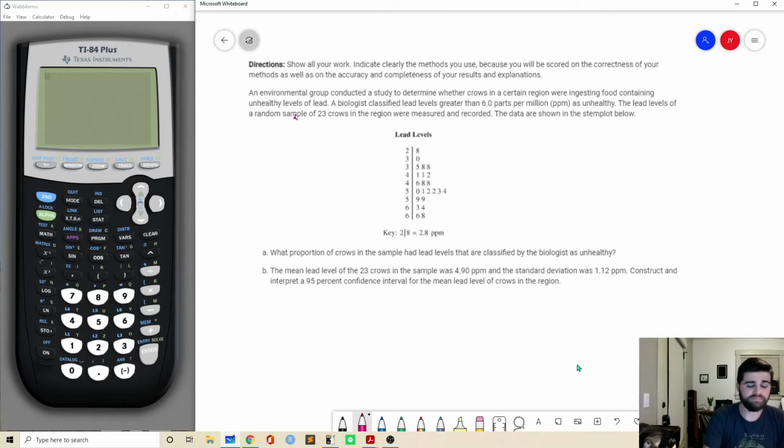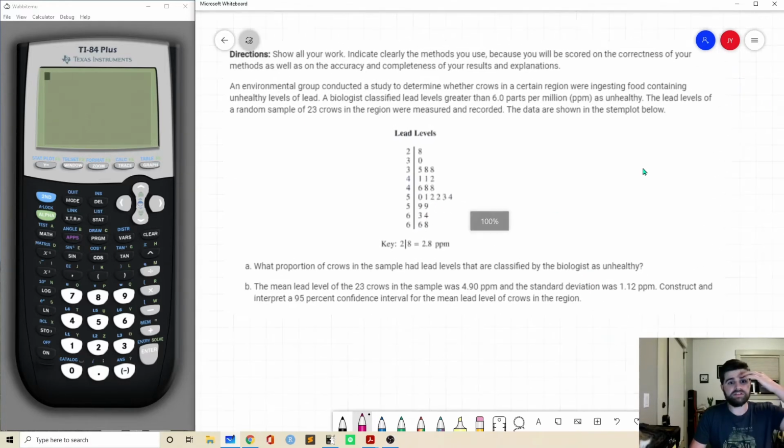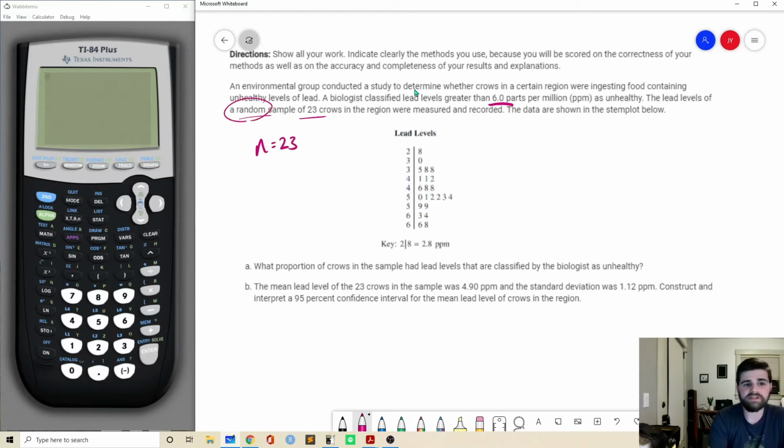Okay, so it says an environmental group conducted a study to determine whether crows in a region were ingesting food with too much lead in it. Biologists classified lead levels greater than 6 parts per million as unhealthy. The lead levels of a random sample of 23 crows in the region were measured and recorded. The data is shown in the stem plot below. So we've got our sample size of 23. It's a random sample, that's good. Cool. Then we have our data here.